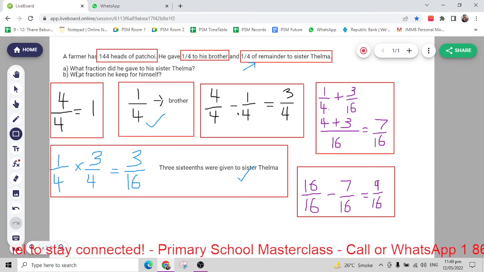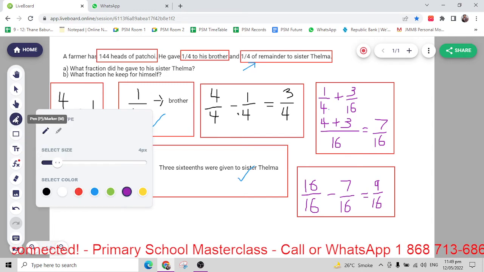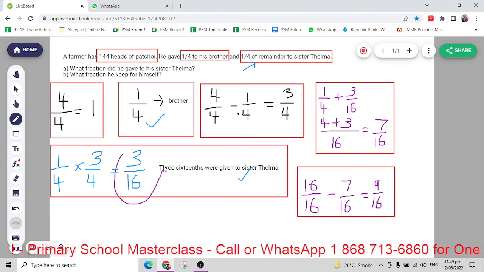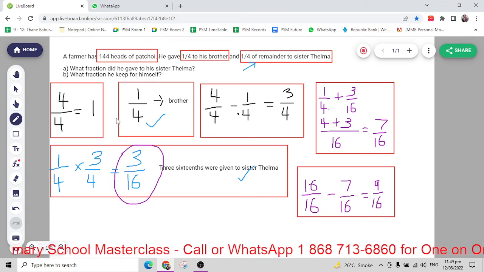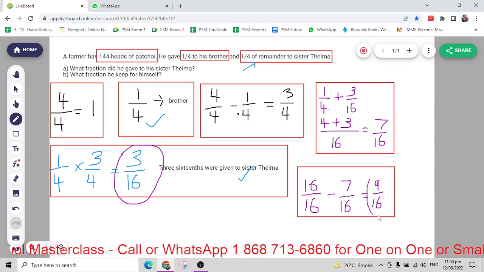So the answer for A, what fraction did he give his sister Thelma? That answer would be 3 over 16. And part B, what fraction did he keep for himself? That answer will be 9 over 16.